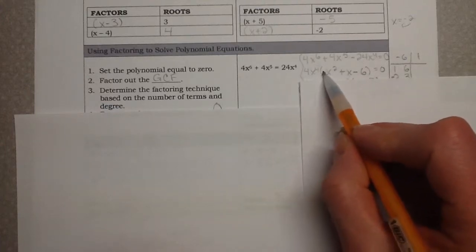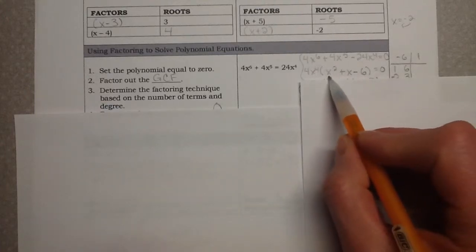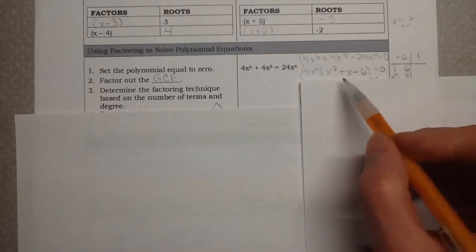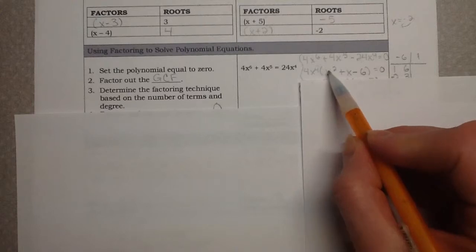Now we can't factor that any further, and so we look at this trinomial of degree 2. Now I can use the factoring technique a times c.